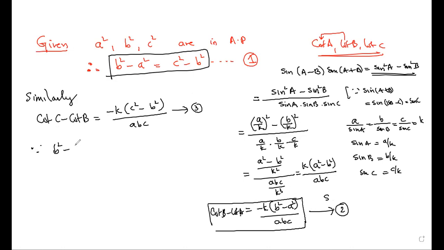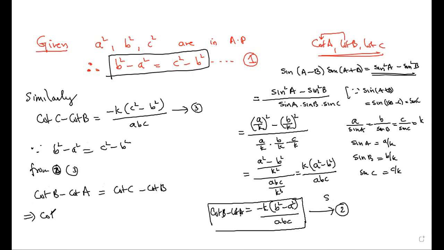Since b square minus a square equal to c square minus b square from 1, and from 2 and 3, cot B minus cot A is equal to cot C minus cot B, which implies cot A, cot B, cot C are in AP.